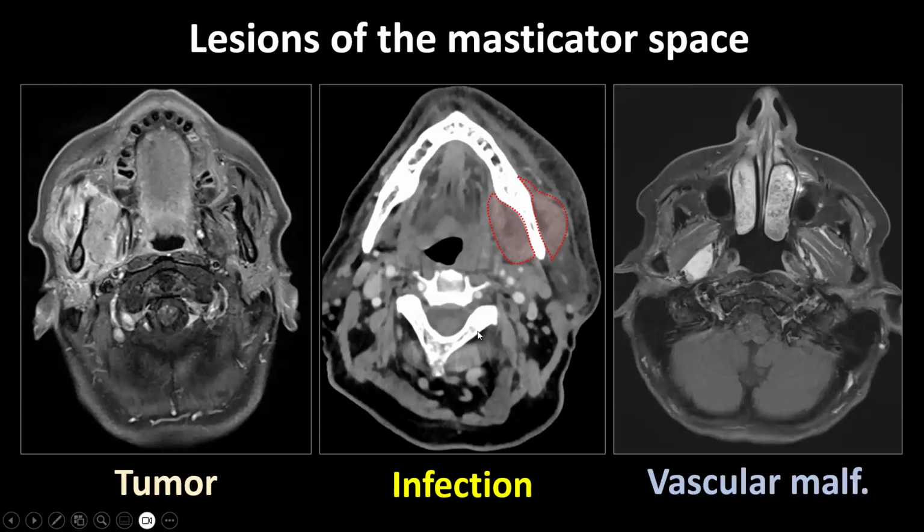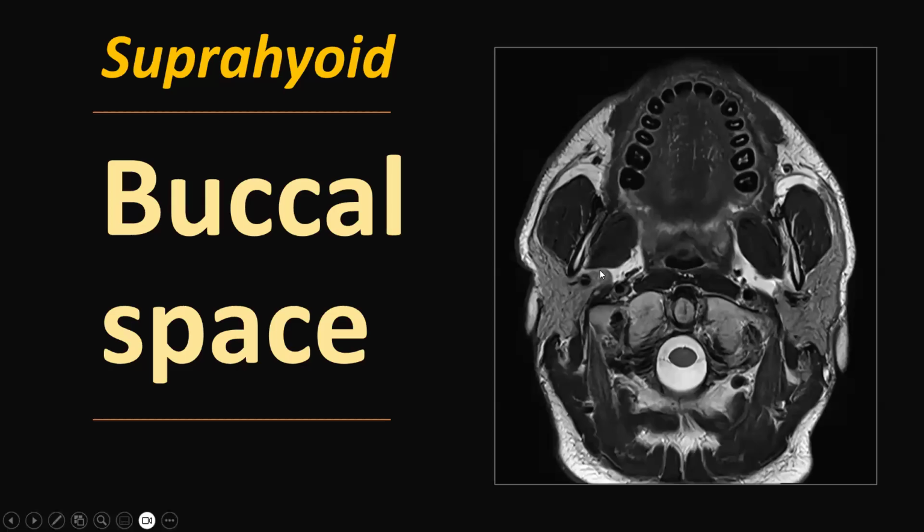And finally, we can also find vascular malformations. This was, I don't remember exactly, I think it's a lymphangioma. No, it was a venous malformation located in the right masticator space.